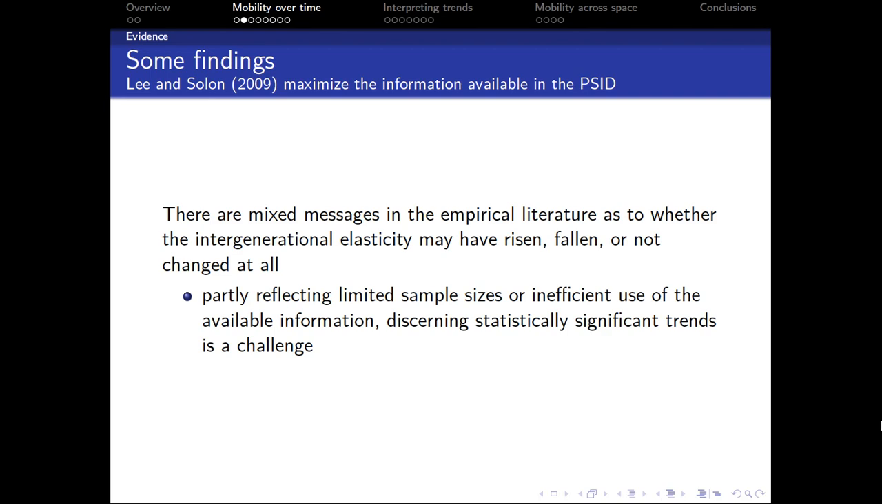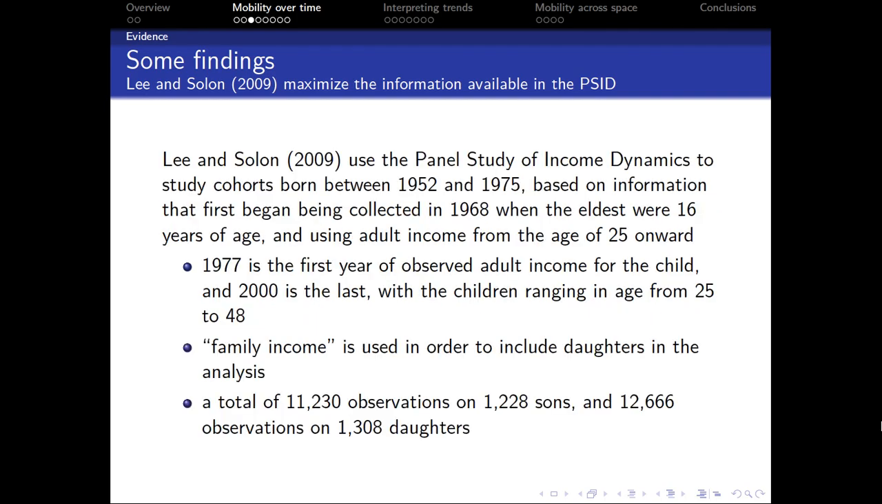Now, I should say there are mixed messages in this evolving empirical literature, and I'll briefly point out a paper by Bhashkar Mazumder that suggests that maybe intergenerational mobility has changed between an era of lower and higher mobility. He has written a number of papers in that area. Partly, I think the results in the Lee and Solon paper reflect limited sample size, and it's really difficult to discern significant trends in the best of times. So let's talk a little bit about that paper.